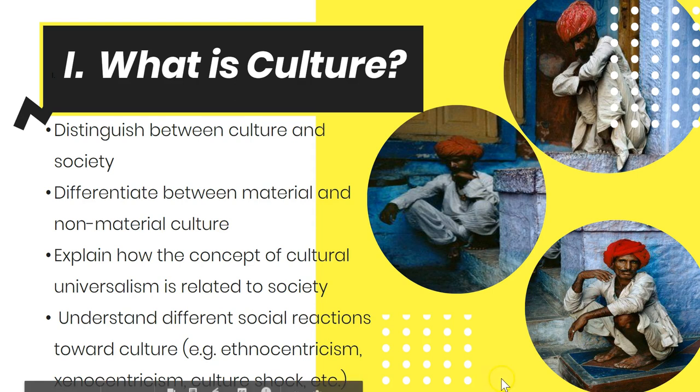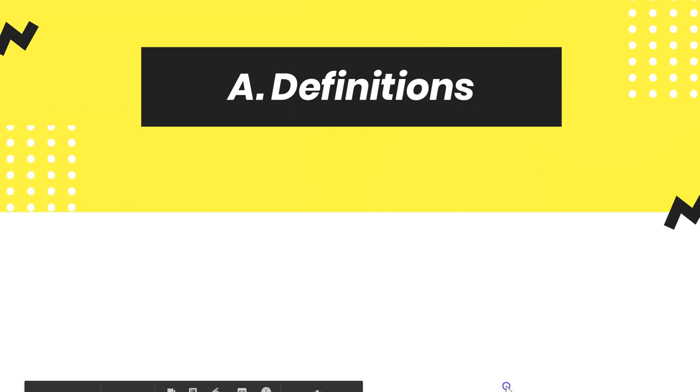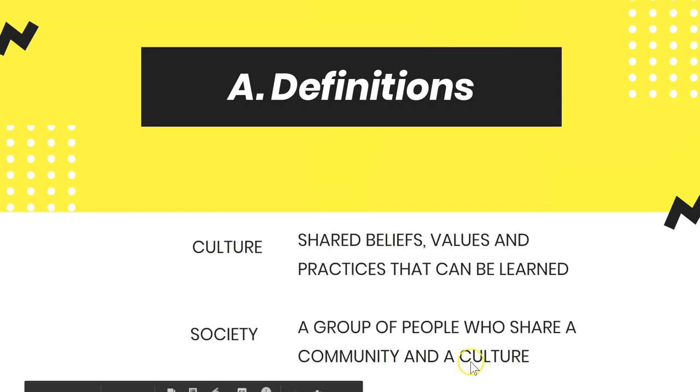So first of all, what is culture? Culture is shared beliefs, values, and practices that can be learned. As we alluded to earlier, we become cultured because we learn how to wear certain clothes, certain colors. We learn what is good, what is bad, such as table manners, such as the language that we use, and so on. These are all elements of culture, which we'll look at very soon in this chapter.